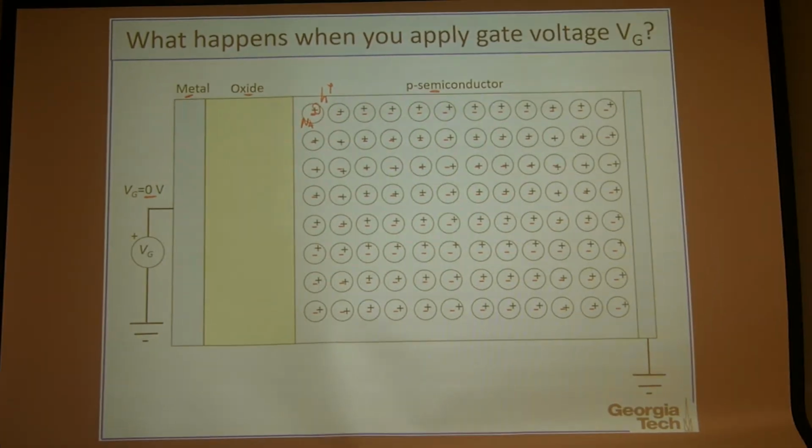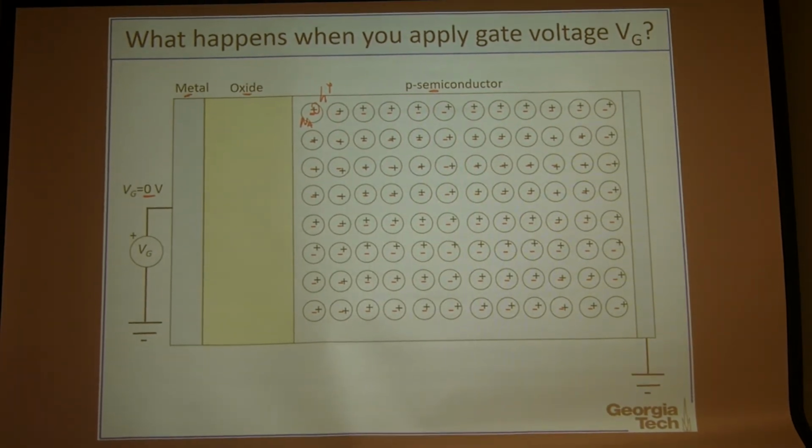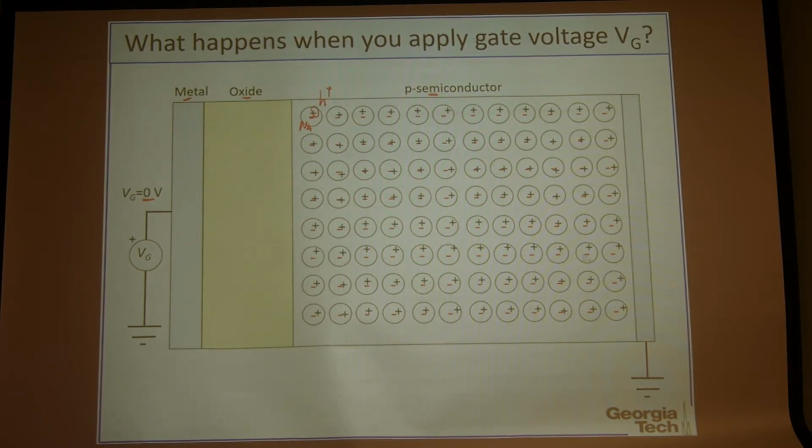What happens when you apply gate voltage to the MOS structure? So here we consider the band model where you have the p-type doping in the substrate of the silicon, where you have holes and then the negatively charged boron acceptors.